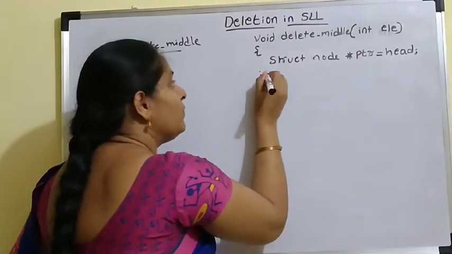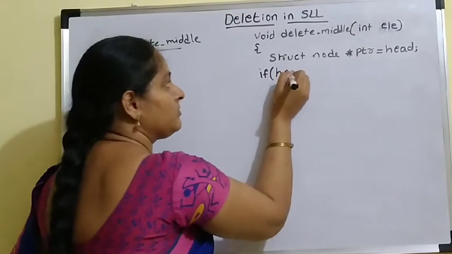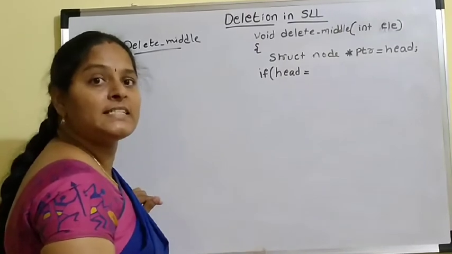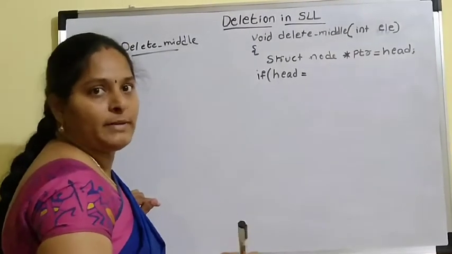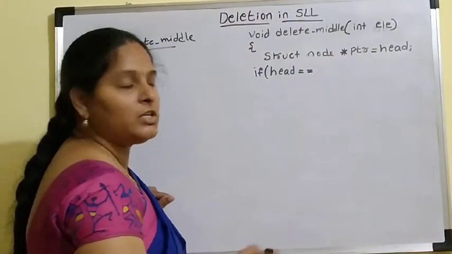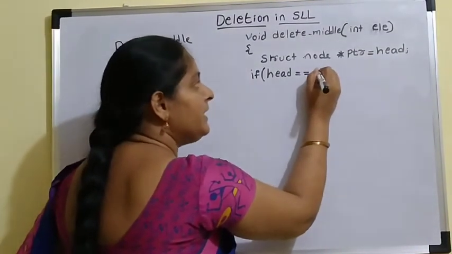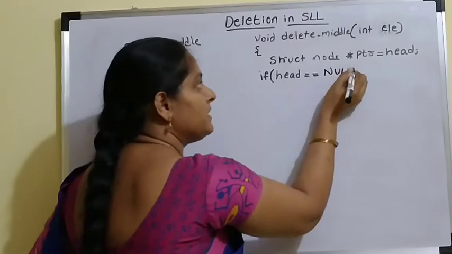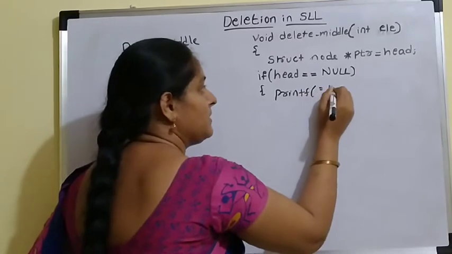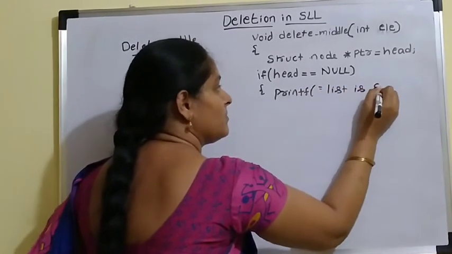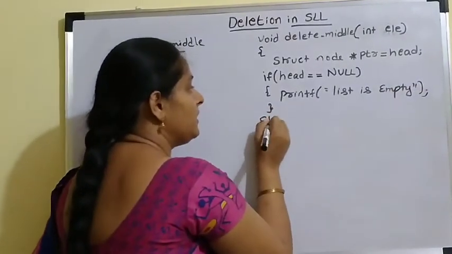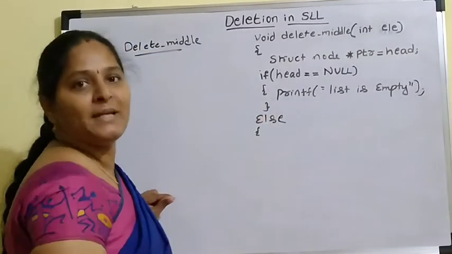First check whether your list is empty or not. If your list is empty, nothing can be deleted. If the list contains some elements, then only we can delete the element. So for checking whether the list is empty, we have the condition: if head is pointing to null, that indicates that the list is empty. If head is not null, that indicates that the list contains some elements.